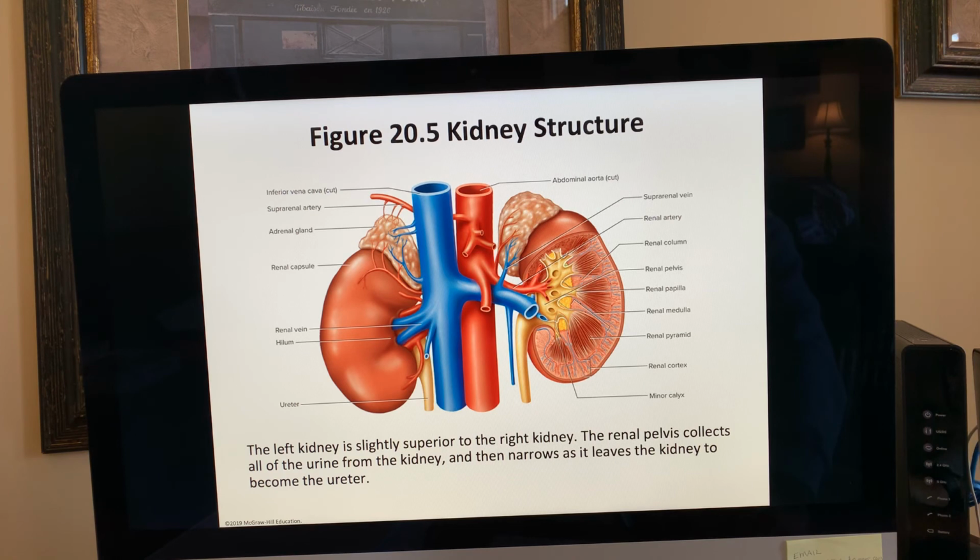The kidneys are divided up into several regions. They have a dense fibrous capsule on the outside of the kidney, and then the outermost region of the kidney proper is called the renal cortex, and then the innermost region is called the renal medulla, which is divided into cone-like structures called renal pyramids. The most central portion of the kidney is an open cavity called the renal pelvis, which is where the urine collects before being transferred down the ureter to the urinary bladder.